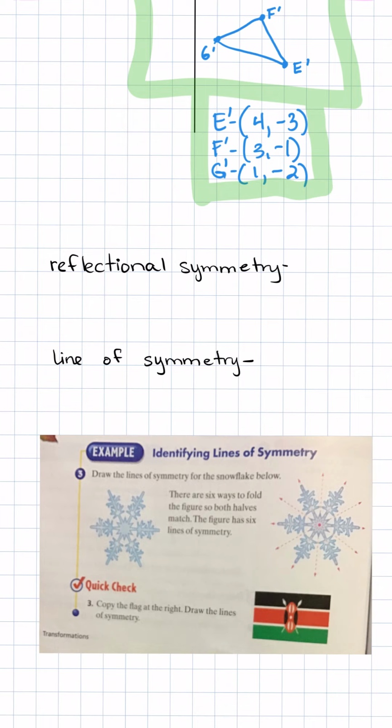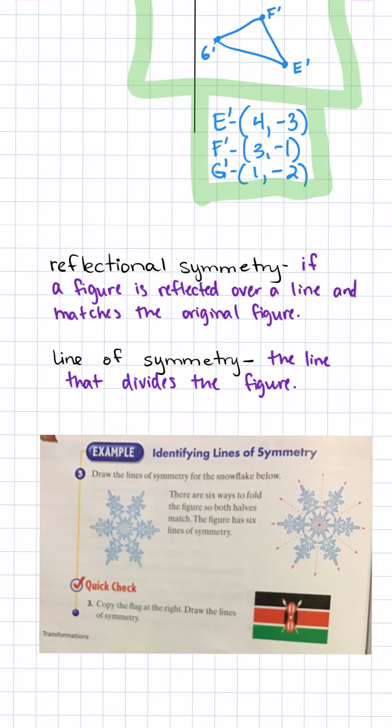So if a figure can be reflected over a line so that the reflected image matches the original figure, then the figure has reflectional symmetry. The line that divides the figure into mirror images is called the line of symmetry. Let's write that down. Reflectional symmetry is when a figure is reflected over a line and matches the original figure. And the line of symmetry is the line that divides the figure. Let's look at an example.